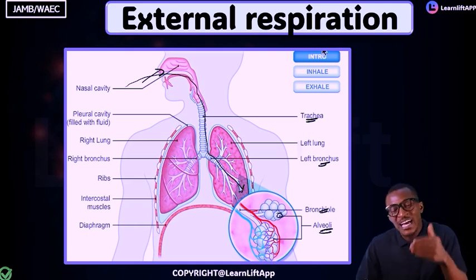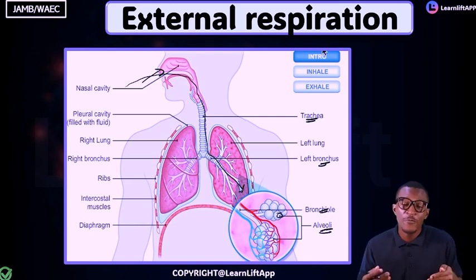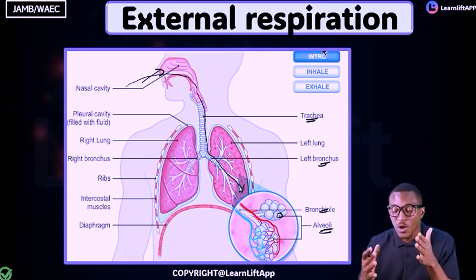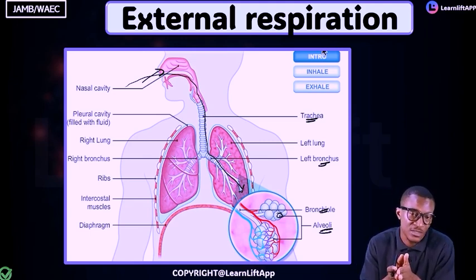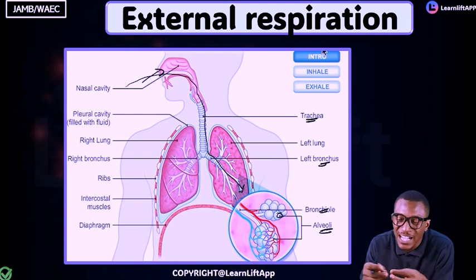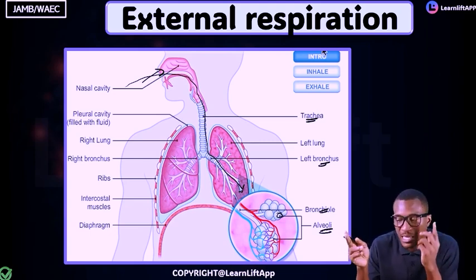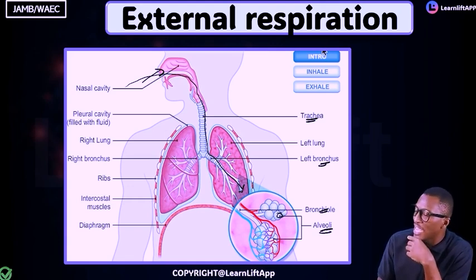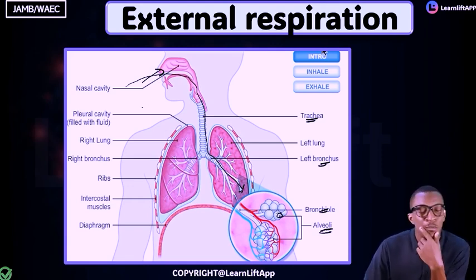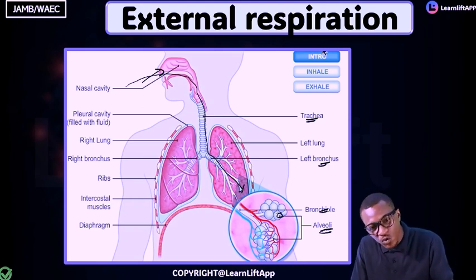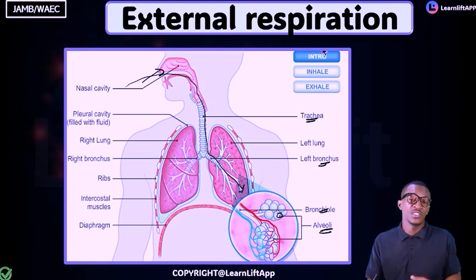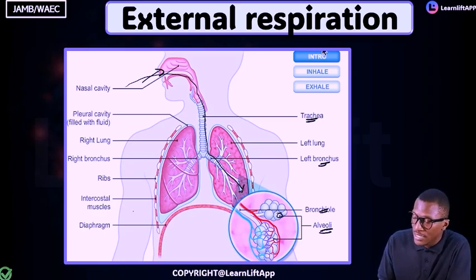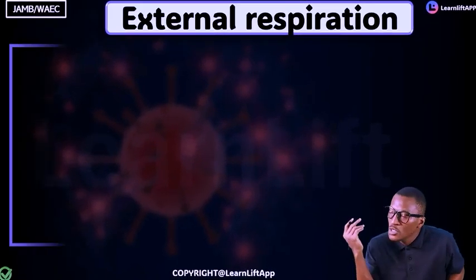Now, when we talk about internal respiration, we are focused on what happens inside the alveoli. Inside the alveoli, we are focused on the cells, where the exchange of gases takes place. How does this exchange take place? In external respiration, we are focused on how oxygen goes in and carbon dioxide comes out. But in internal respiration, we are focused on how the exchange of gases takes place. I'm just stressing this so that you know more about it.